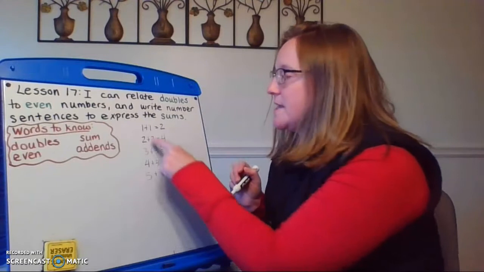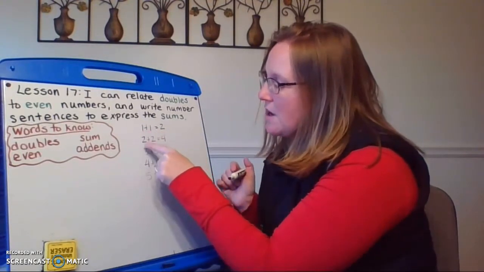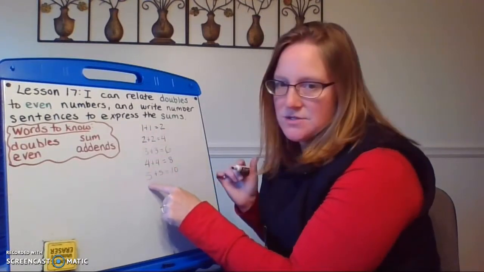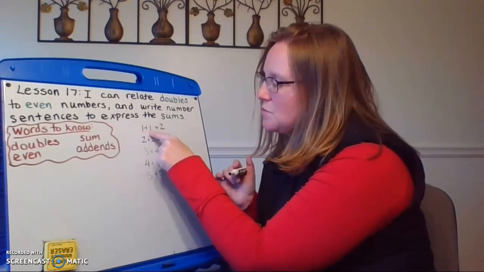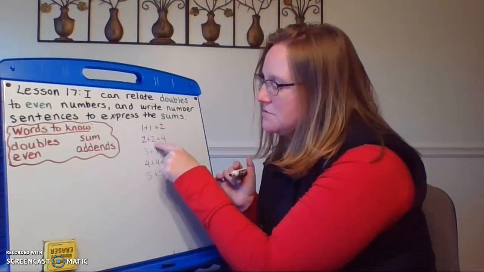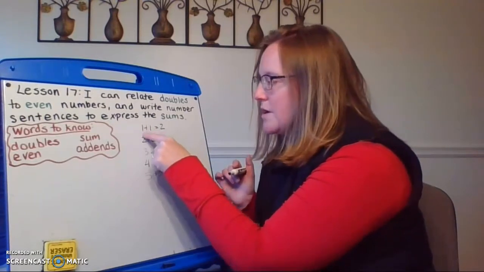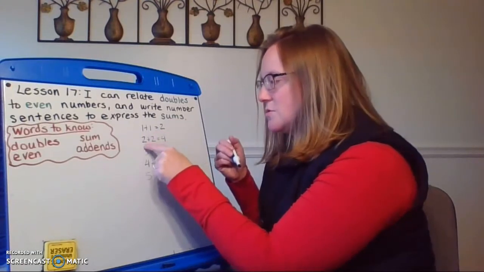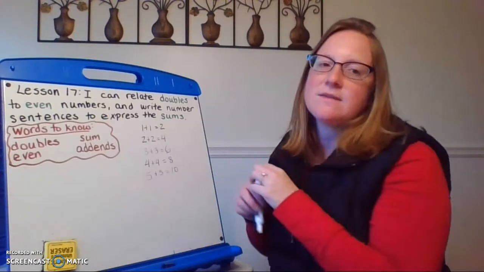Maybe you're thinking each of my add-ins, or number that I add, is going up by 1, right? 1, 2, 3, 4, 5. So when they increase or go up by 1, so 1 plus 1 goes to 2 plus 2. My answer is doubling, right? 1 plus 1 is 2. 2 plus 2 is 4. So you could be thinking that.